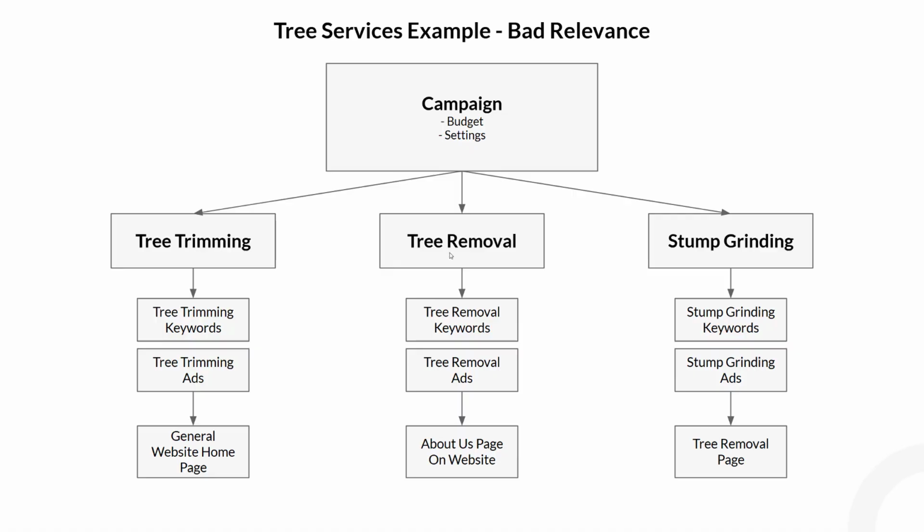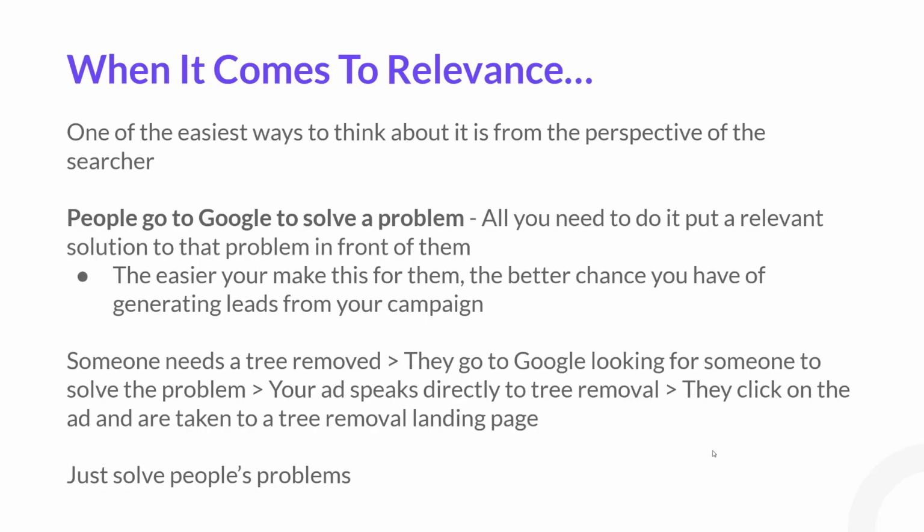Same idea here with tree removal. Everything in the ad group can be right, but if you send them to like the About Us page on the website, you're just not giving them the relevant information based on what they searched, and that is going to impact your performance. Same idea here, stump grinding. You send them to a tree removal page, they're just not going to convert because it's not talking about stump grinding.